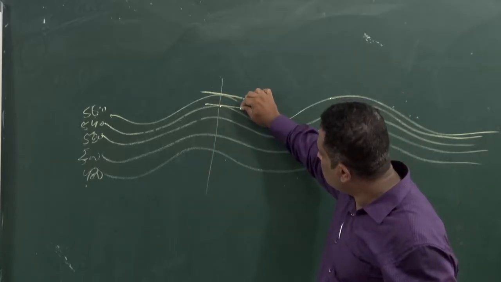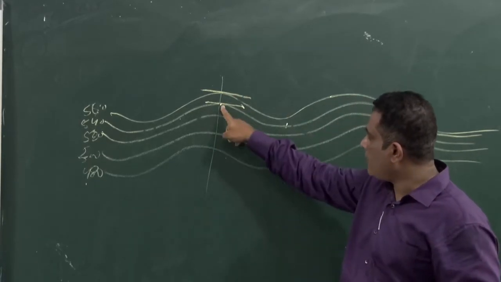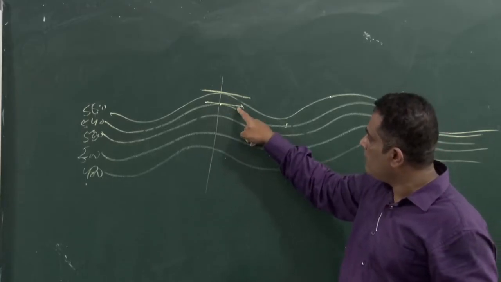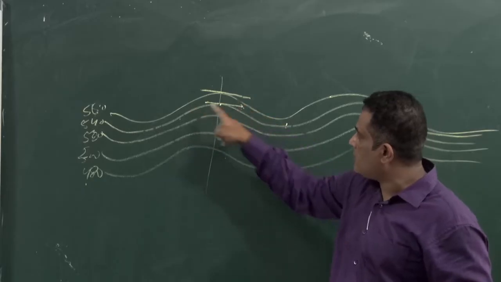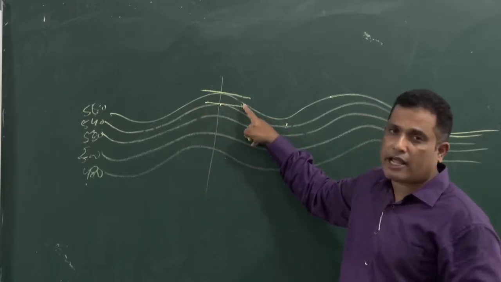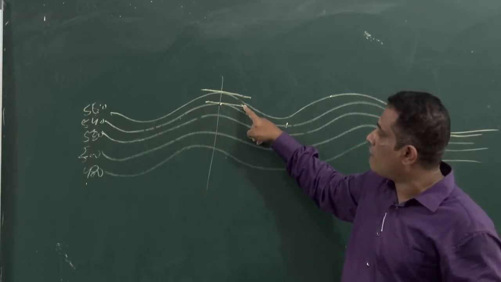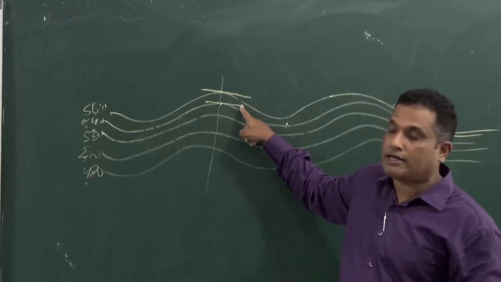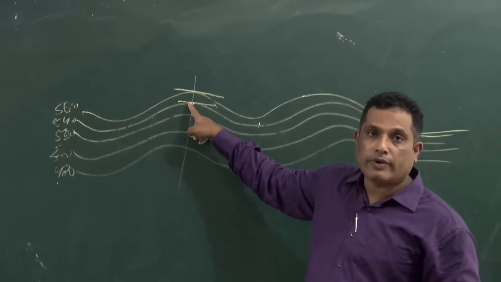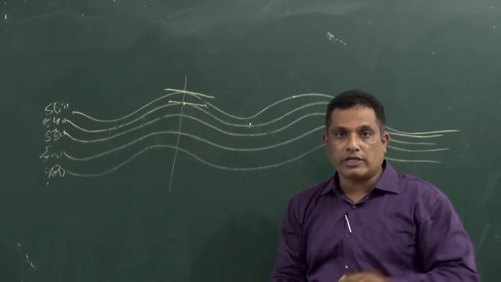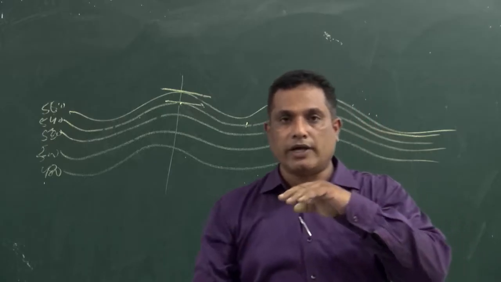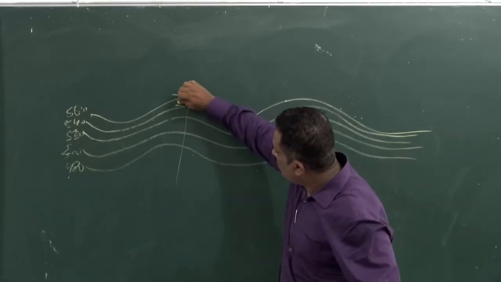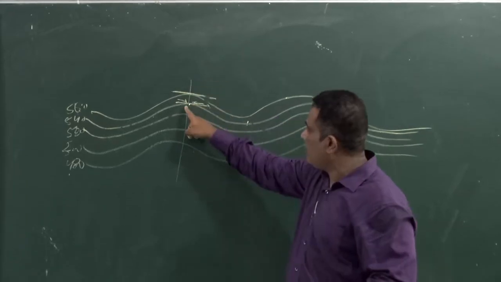At this place it would be something more than 540. See, here the next line is 560 and this is 540. This will lie between 540 and 560. That is, this is at a higher elevation and this is at a lower elevation. And water will always flow from a higher elevation to a lower elevation. So water will always flow from here to here. So the movement of water will be like this.